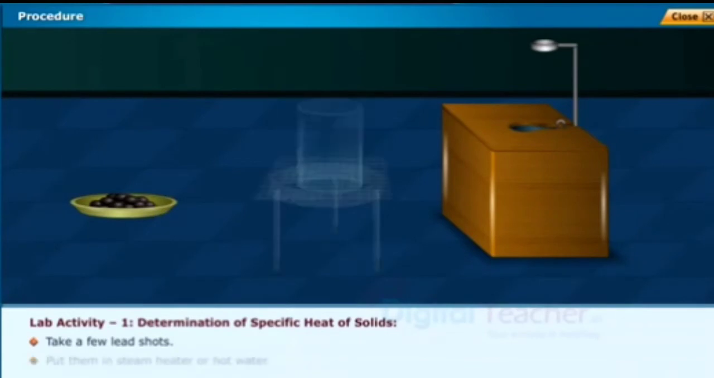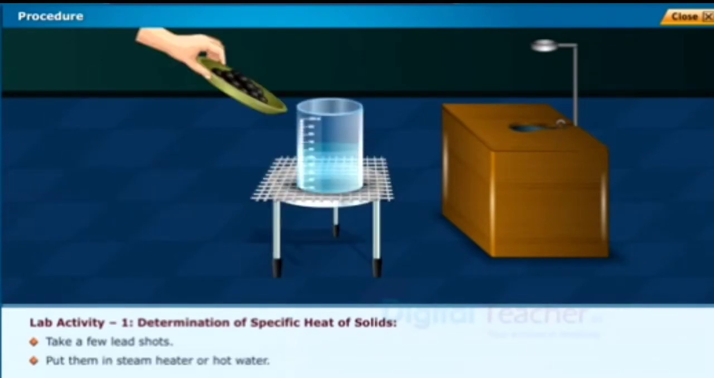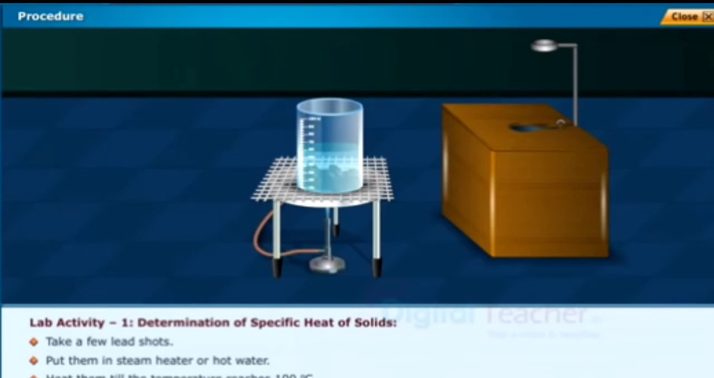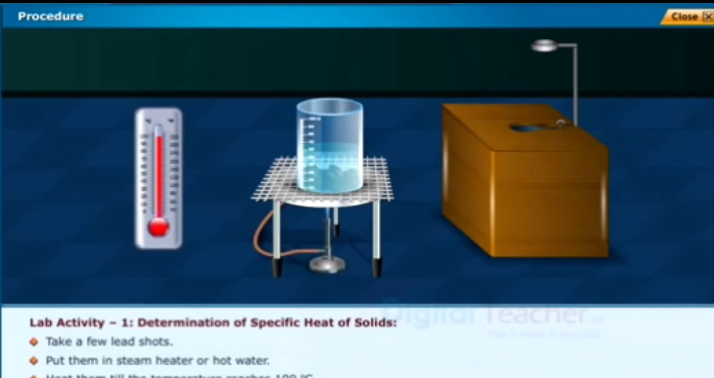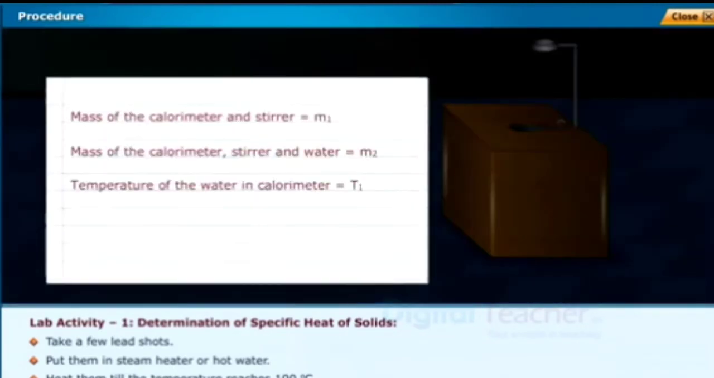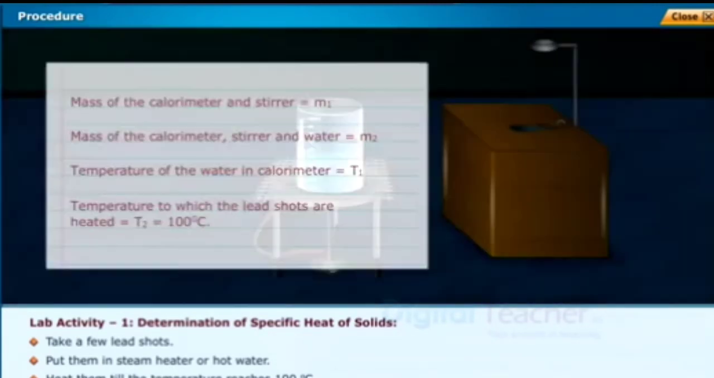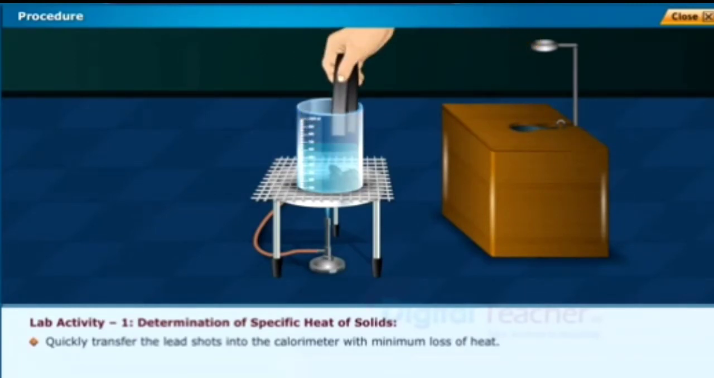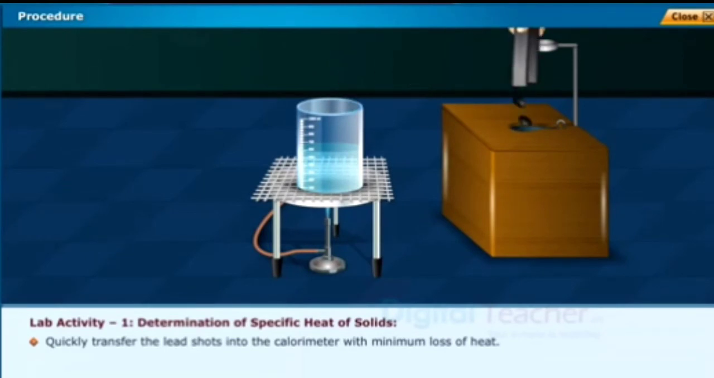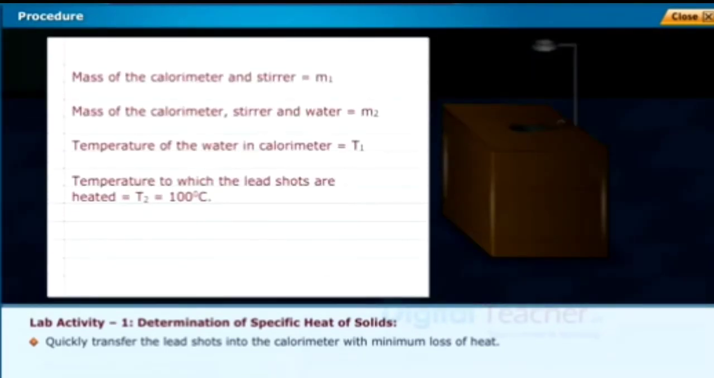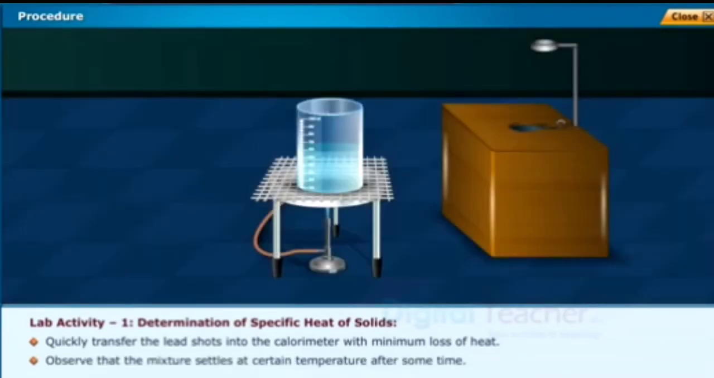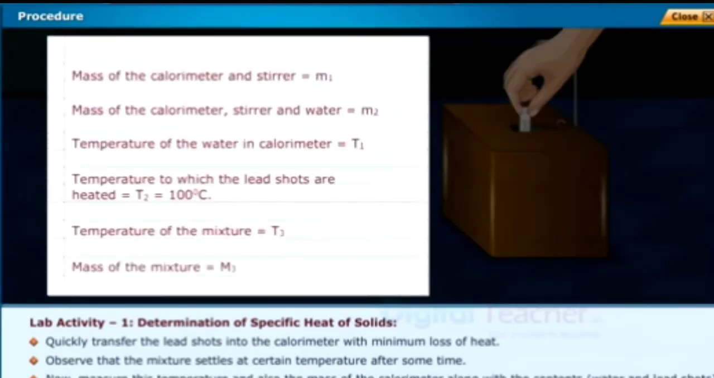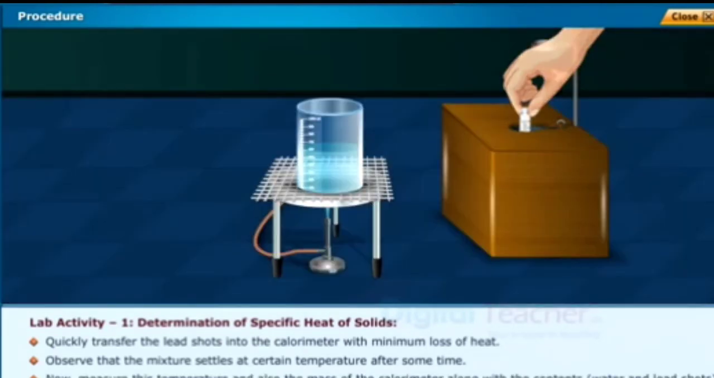Take a few lead shots. Put them in a steam heater or hot water. Heat them till the temperature reaches 100 degrees Celsius. Quickly transfer the lead shots into the calorimeter with minimum loss of heat. Observe that the mixture settles at a certain temperature after some time. Now measure this temperature and also the mass of the calorimeter along with the contents, water and lead shots.